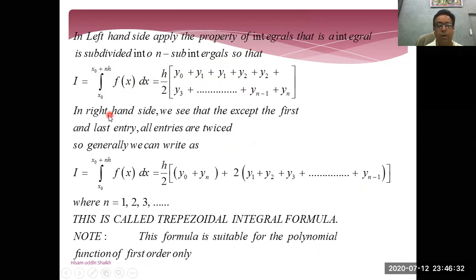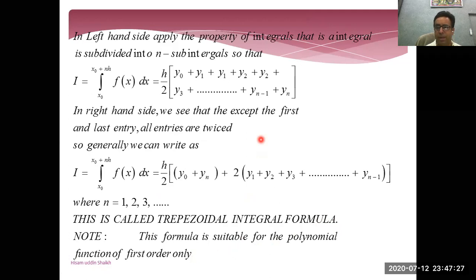On the right hand side we see that except the first and last entries, meaning y0 and yn, all other entries are doubled or twice: y1, y1, y2, y2, and similarly. So when we combine all, h/2 is common: (y0 + yn) plus twice (y1 to y_{n-1}). This is the formula of the trapezoidal rule. When we put n equal to 1, we can integrate easily. Mostly this formula is suitable for polynomial functions of first order only, meaning only linear. This is the trapezoidal rule.